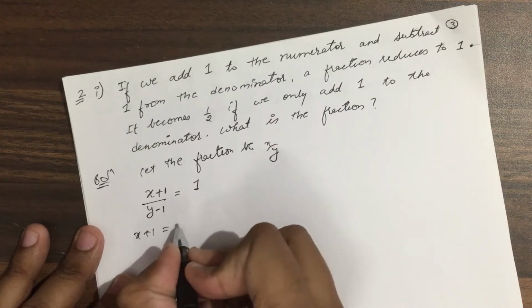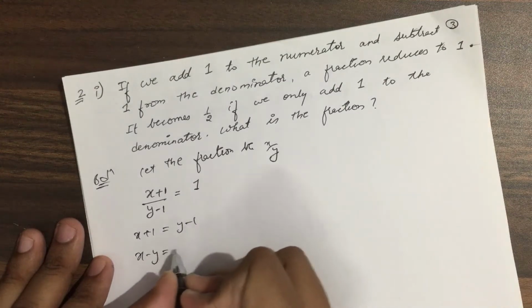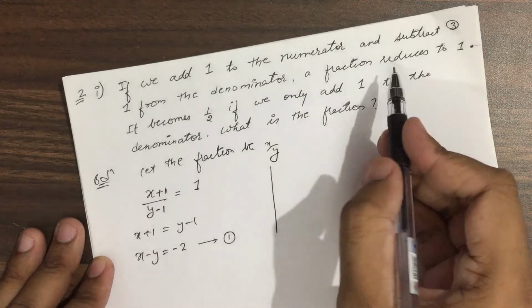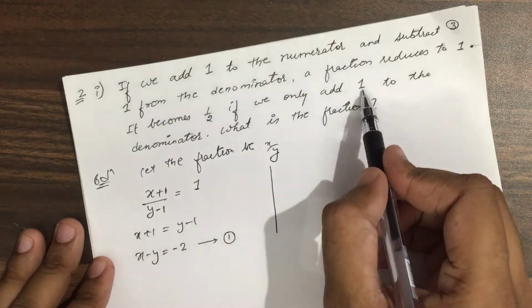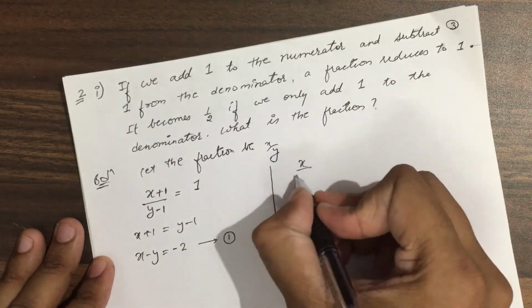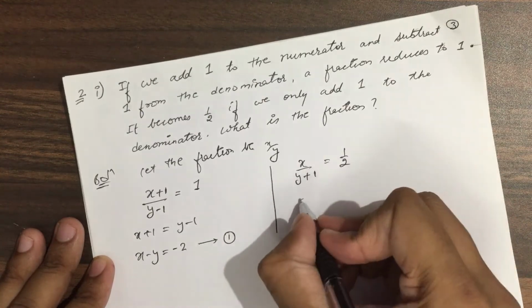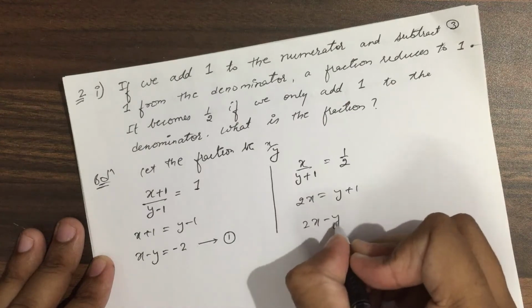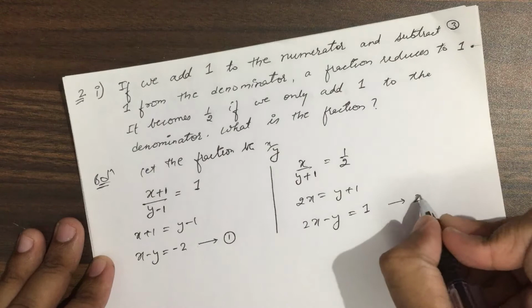This will give you x plus 1 equal to y minus 1. This will give you x minus y equal to minus 2. Mark it as equation 1. Now in the second condition, it becomes 1 by 2 if we add only 1 to the denominator. Cross multiply. 2x is equal to y plus 1. 2x minus y equal to 1. This is your equation 2.